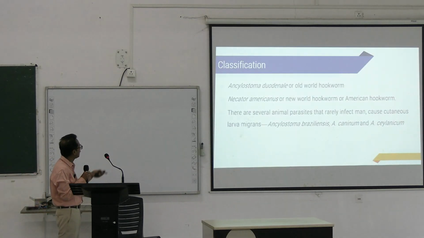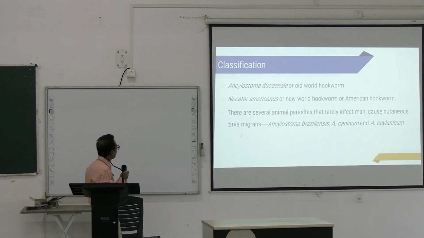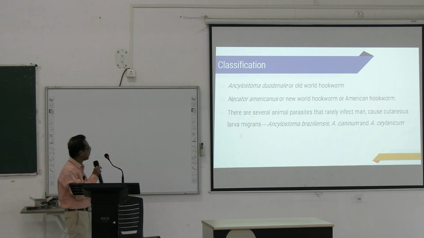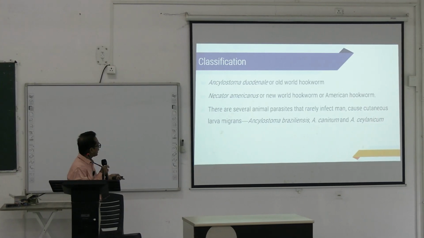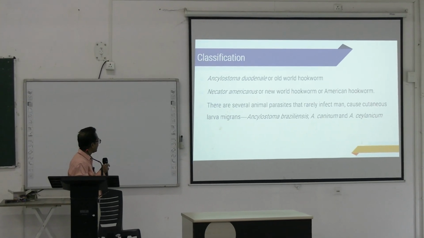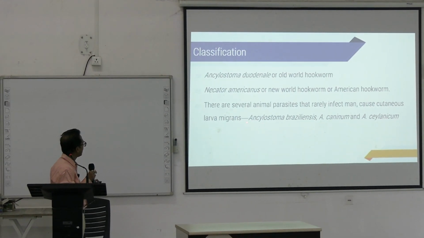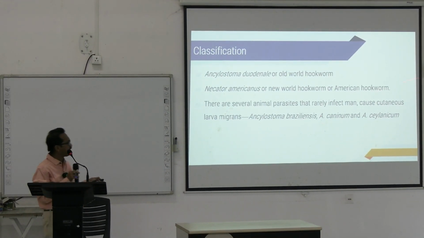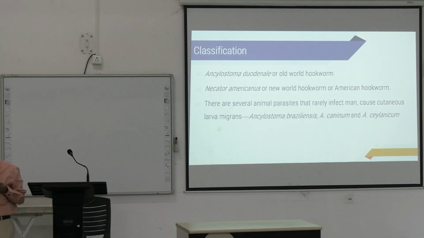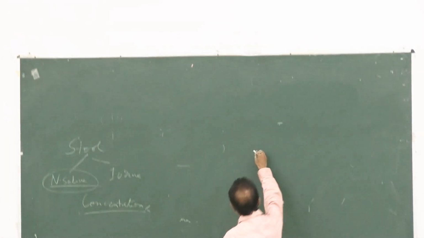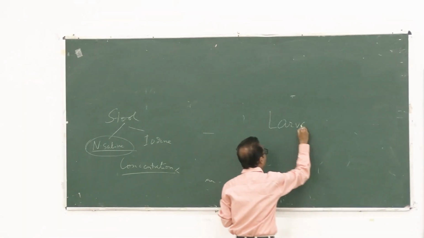Another soil transmitted infection. Ancylostoma duodenale or old world hookworm and Necator americanus or new world hookworm. There are two types of hookworm, Ancylostoma and Necator. Several others, Ancylostoma braziliense, Ancylostoma caninum and Ancylostoma ceylanicum. Why are these important? Ancylostoma braziliense, Ancylostoma caninum. Have you heard the term larva migrans? Another short note on explain why question, what is larva migrans?